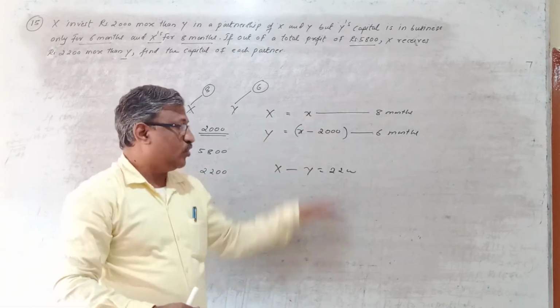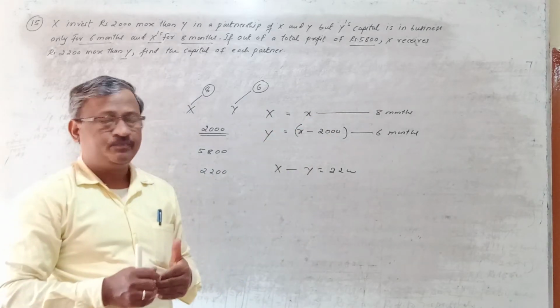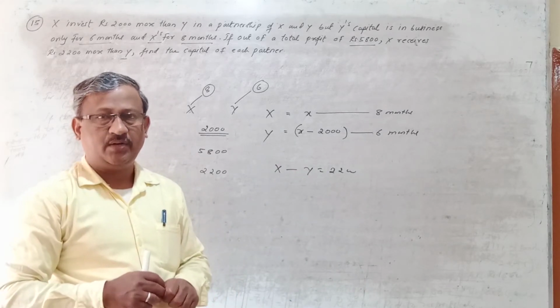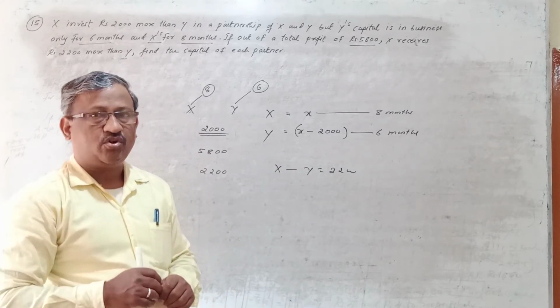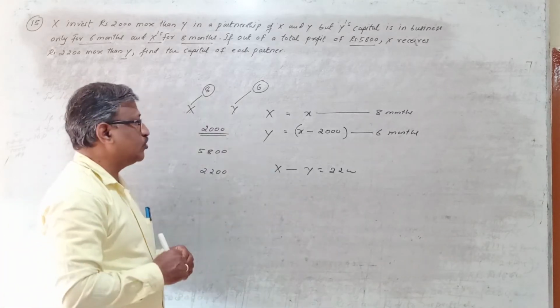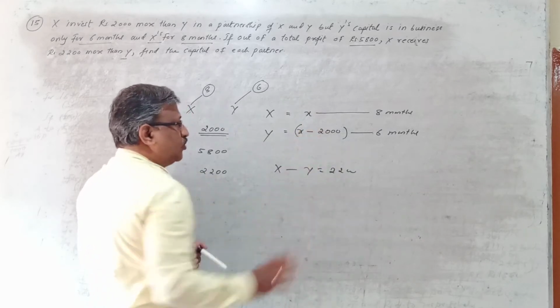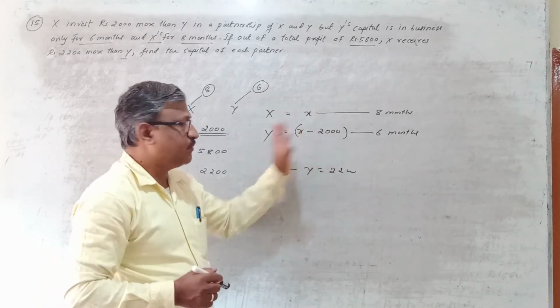But if you go to solve this straightforward, right? It becomes a very lengthy procedure. So there is a shortcut, right? That shortcut you have to remember. So how to solve this problem by the shortcut way? As well, you have to assume the capitals as X and X minus 2,000.